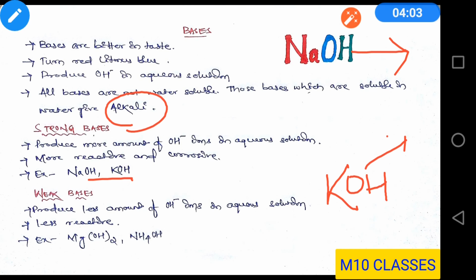Weak bases, they produce less amount of OH minus ion in their aqueous solution, they are less reactive. For example, Mg(OH)2, magnesium hydroxide, NH4OH, that is your ammonium hydroxide. Remember this magnesium hydroxide is also known as milk of magnesia, which is used to treat indigestion and acidity.